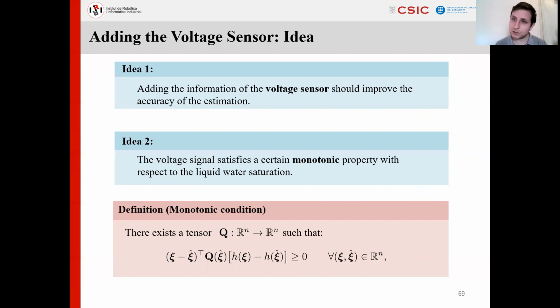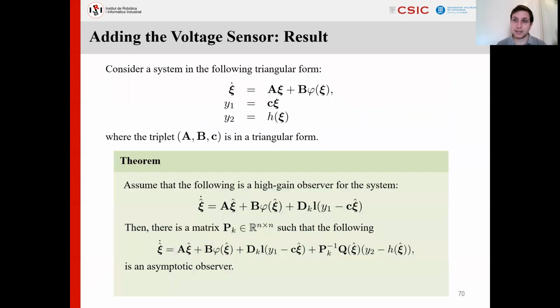However, in this particular case, the voltage equation satisfies a particular monotonic condition with respect to the liquid water saturation. That is the condition depicted at the end of the slide. And we can exploit this condition to add the voltage sensor in the observer. Indeed, what this thesis was able to find is that if you have a system in a triangular form with respect to one output, Y1, you can design a high-gain observer using this output. If you have a secondary output, Y2, that satisfies this monotonic condition, then you can modify this high-gain observer according to the last equation in this slide. So we exploited this result to add the voltage sensor in the observer.